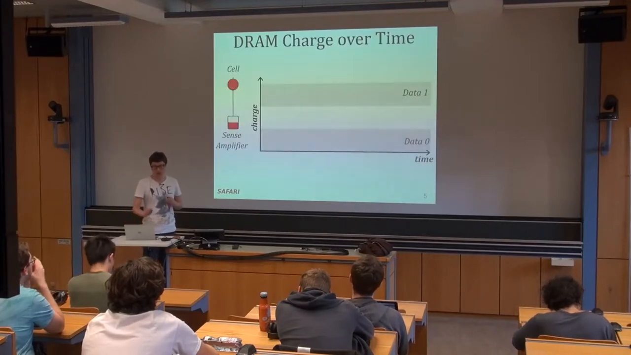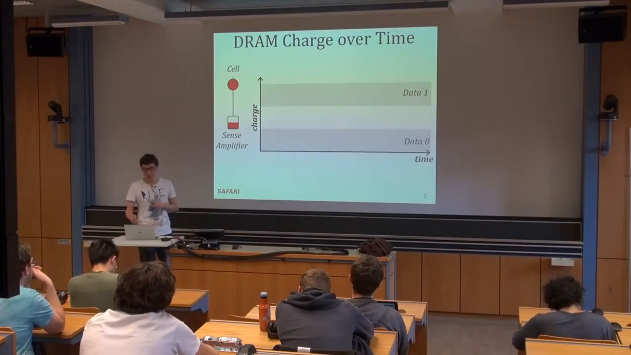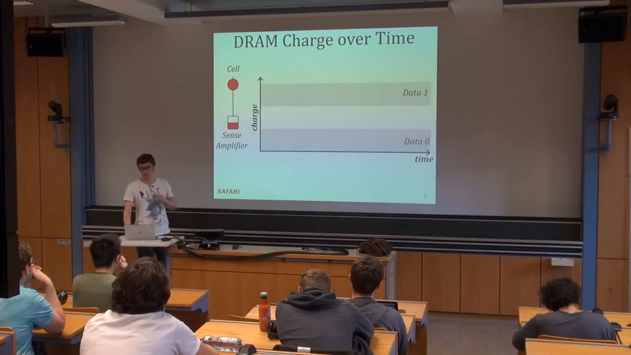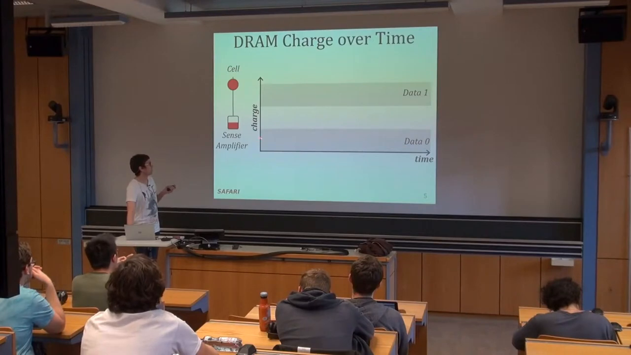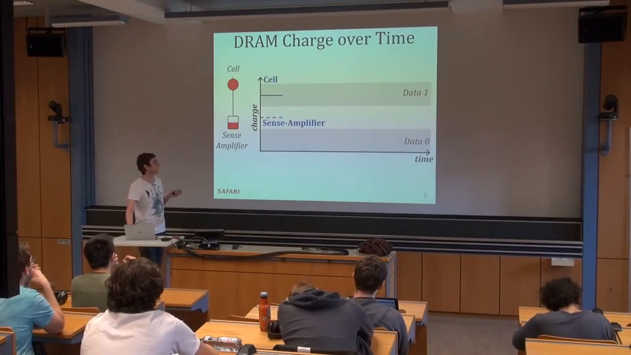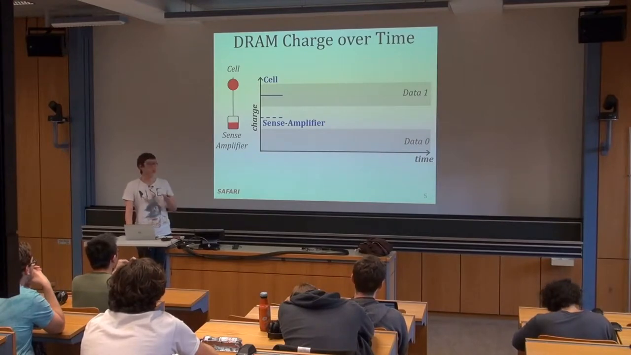So let's see what happens during those three commands from the cells and sense amplifiers charge levels perspective. In this graph, we show charge as a function of time, both for the sense amplifier and the cell. Initially, the sense amplifier is precharged, which is approximately half VDD. And then let's say the cell contains charge which corresponds to data one region, which could be either zero or one, depending on how you are interpreting that.